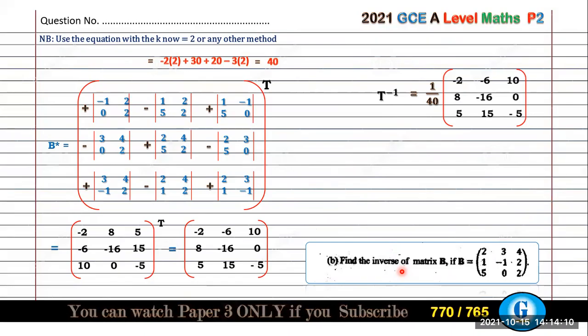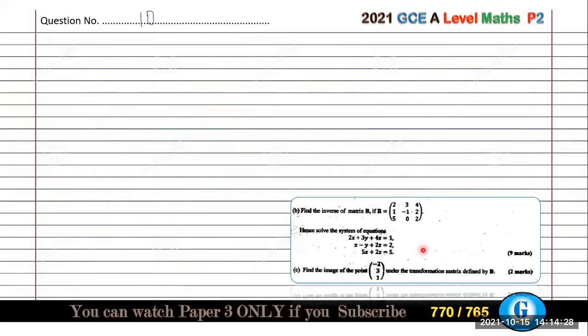Now we can find the image of B, but there is a system of equations that we also need to solve. Okay. So normally this is the inverse of this matrix, right? Now let's solve that equation that's been given. Hence, solve the system of equations this.